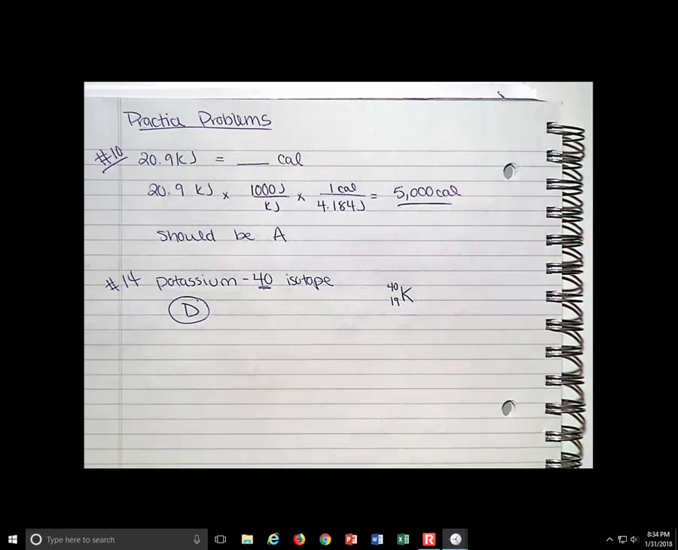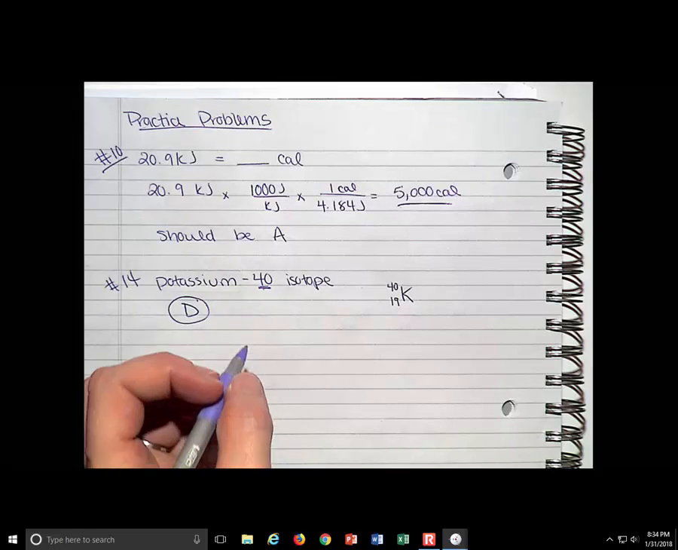If I were to ask you how many neutrons were in this atom, what would you guys say, or how would you calculate that? Yep.